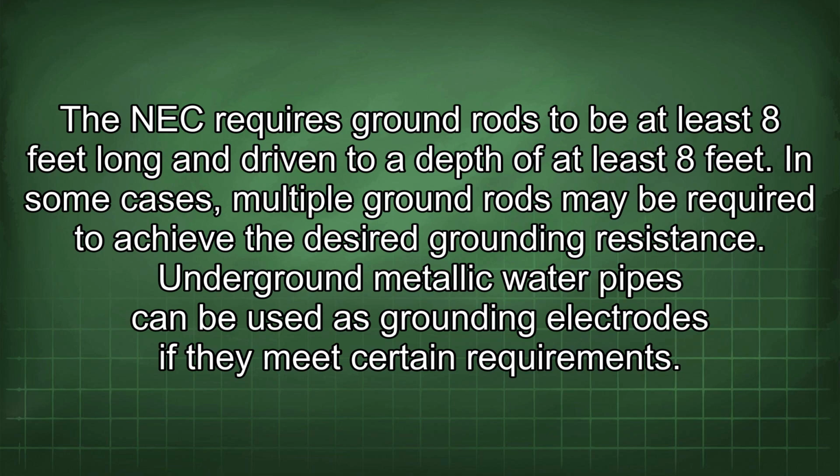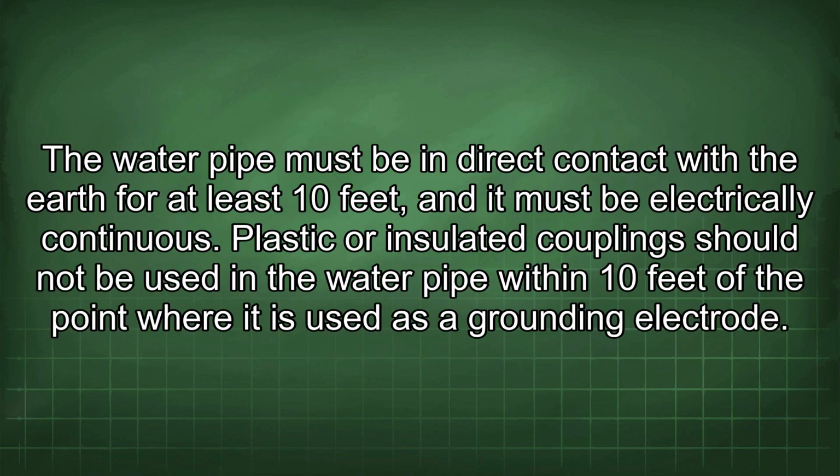Underground metallic water pipes can be used as grounding electrodes if they meet certain requirements. The water pipe must be in direct contact with the earth for at least 10 feet, and it must be electrically continuous. Plastic or insulated couplings should not be used in a water pipe within 10 feet of the point where it is used as a grounding electrode.